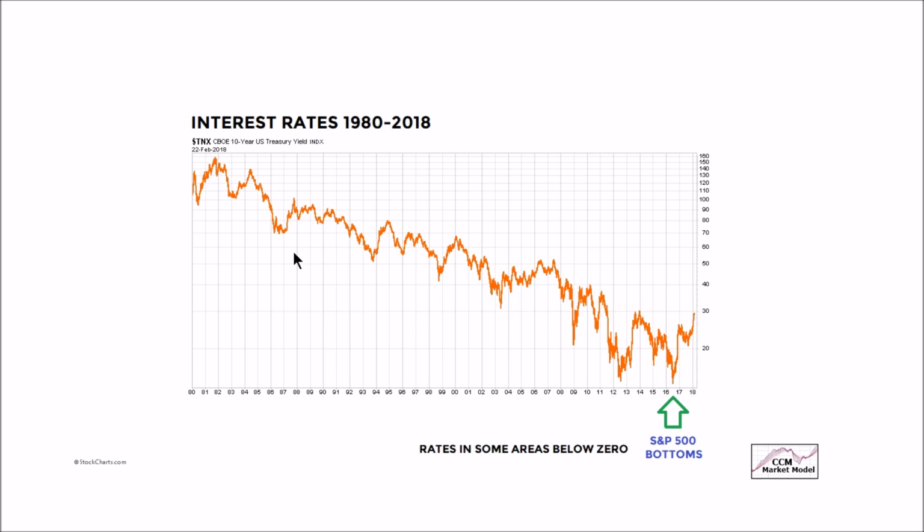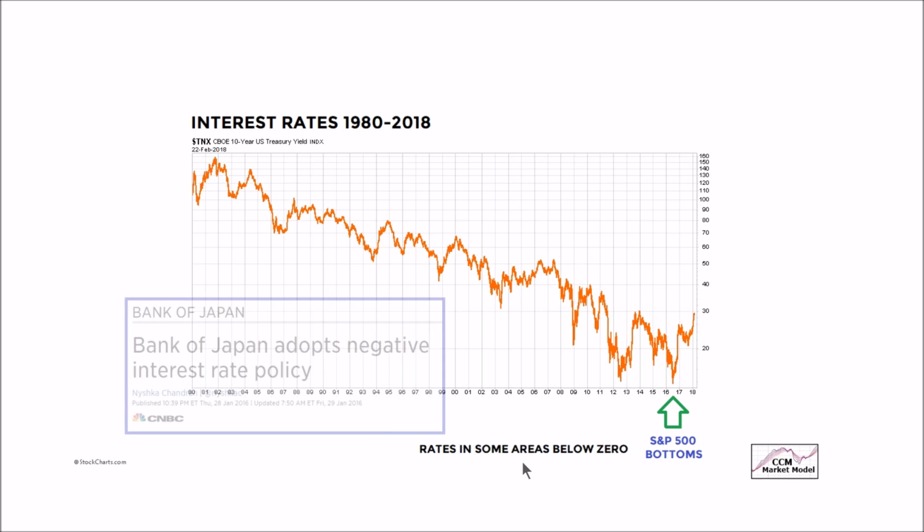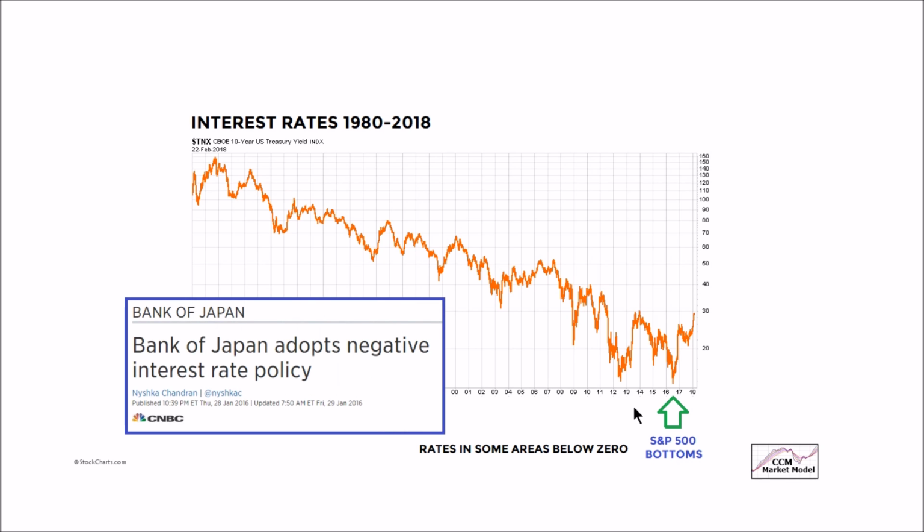And common sense tells us that if 10-year yields were hovering around 15% in 1982, and at this point here, interest rates in some areas around the globe were below zero, it's very, very difficult to argue against the concept that interest rates, for the most part, from this point here, have nowhere to go but up. How fast they go up, how far they go up, is to be determined.